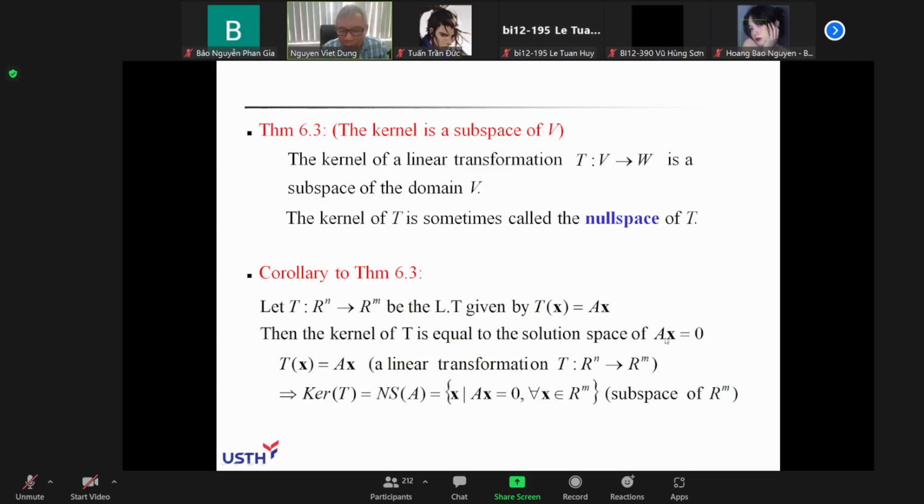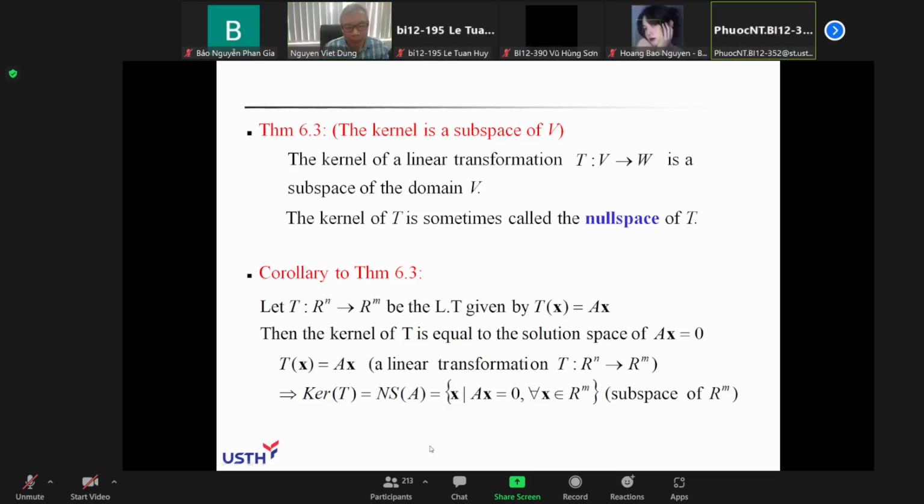The solution space of Ax equals 0, or the kernel of T, is exactly the null space of the matrix A, or by definition, you can see it here. So we see the null space of T and the null space of the matrix A as the same in case the linear transformation T is given by a matrix A.